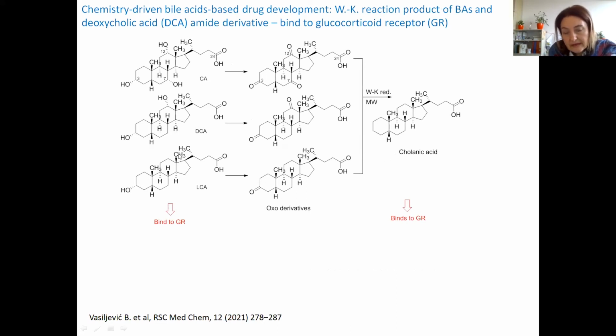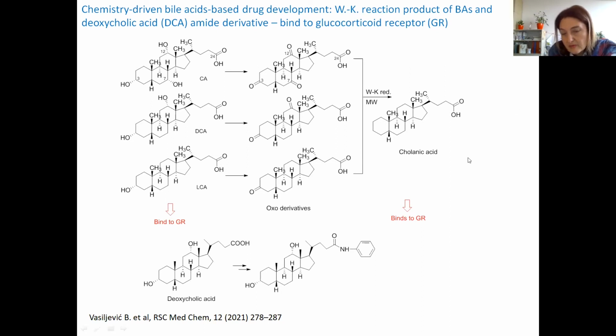Next, bile acids are known to bind to glucocorticoid receptors, and by modulating this receptor, these compounds are involved in inflammatory processes. So if their structures are changed, they could give derivatives with less toxicity and with the same or an antagonistic effect. It is very important, and many such compounds are used.